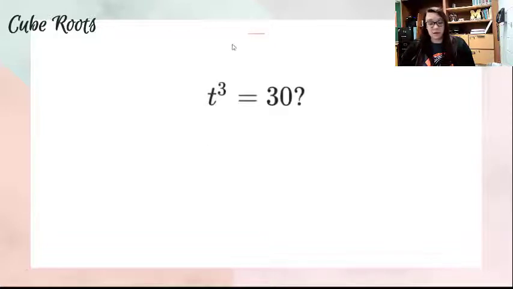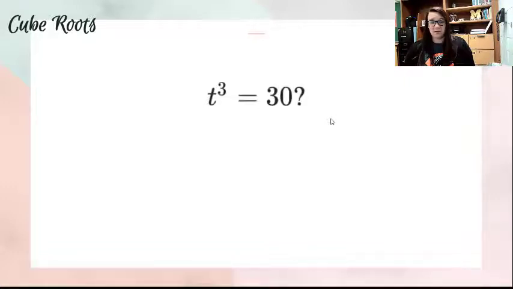We're going to keep chugging along and try some. What about this guy? What cubed is 30? Take a minute, pause your video, try it on your calculator, try some numbers out. 2 times 2 times 2, 3 times 3 times 3, 4 times 4 times 4. See if you can get something that gives you a 30. Pause now and try it.